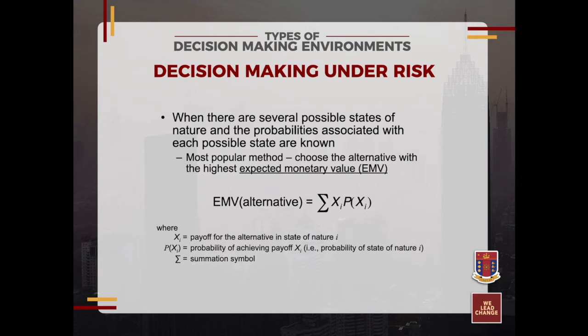So it is the summation of the payoff for the alternative in state of nature i multiplied by the probability of achieving the payoff for x sub i. So that's just basically it. You multiply the probability of achieving a particular payoff with the payoff itself, and then you sum up all of these products that you have solved, and that will give you the EMV. So remember that this is the EMV per alternative. You don't compute for the EMV for all.